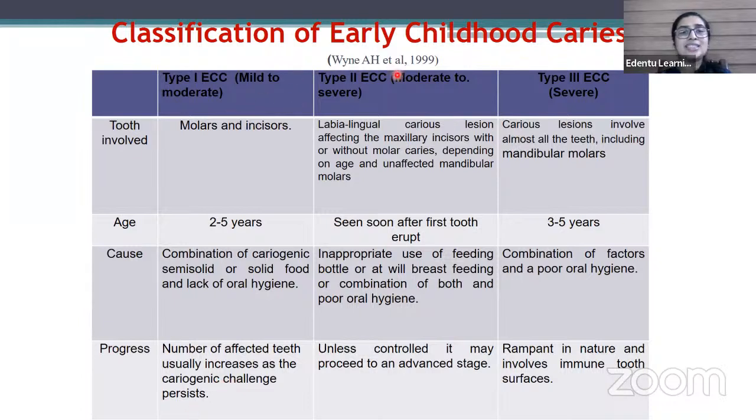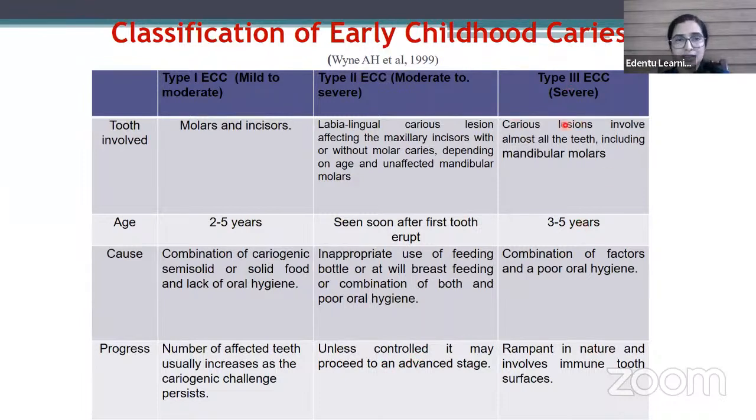Then talking about type 2 ECC, the moderate to severe type, the teeth involved show labiolingual carious lesions affecting the maxillary incisors with or without molar caries, depending on the age, and unaffected mandibular molars. Okay, so this is something that you have to keep in mind. The age is that type 2 ECC is seen soon after the first tooth erupts into position. The cause is inappropriate use of the feeding bottle or at-will breastfeeding. And the progress is, unless controlled, it may proceed into an advanced stage.